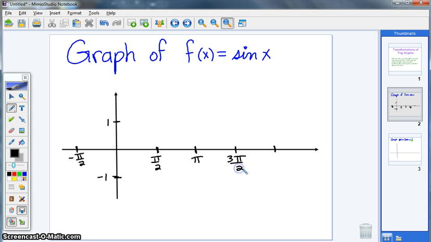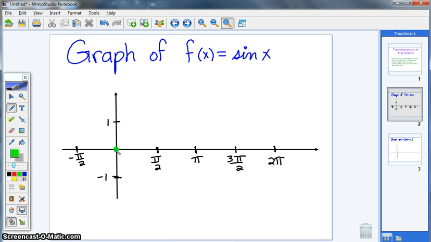So I've set up my axes here, and I'm going to start graphing points on the sine function. We know that sine of 0 is 0 because thinking about the unit circle and the wrapping function, if the angle is 0, I'm talking about the point 1, 0. The output of that for the y coordinate is 0. So sine of 0 is 0.